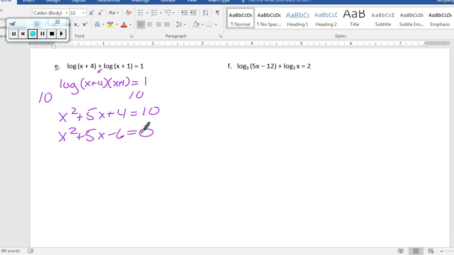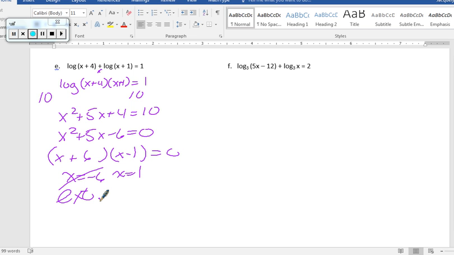And then this is going to be factorable. We have (x + 6)(x - 1). So x equals negative 6, x equals 1. Again, this is extraneous. We cannot take the log of a negative number.